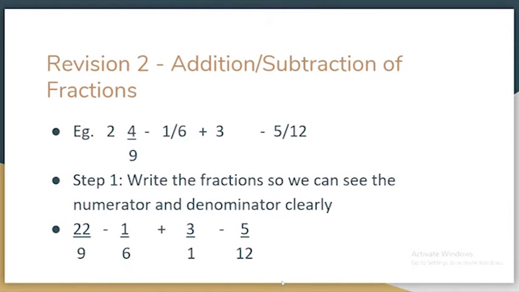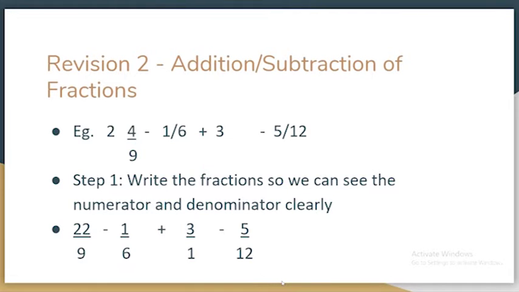Now, first step, did you have this? Write the fraction so we can see the numerator and the denominator clearly. That's extremely important. So, if you have a mixed fraction, you're going to write it as an improper fraction. As seen, 2 and 4 over 9, we write that as 22 over 9. You do remember how to convert a mixed fraction to an improper fraction.